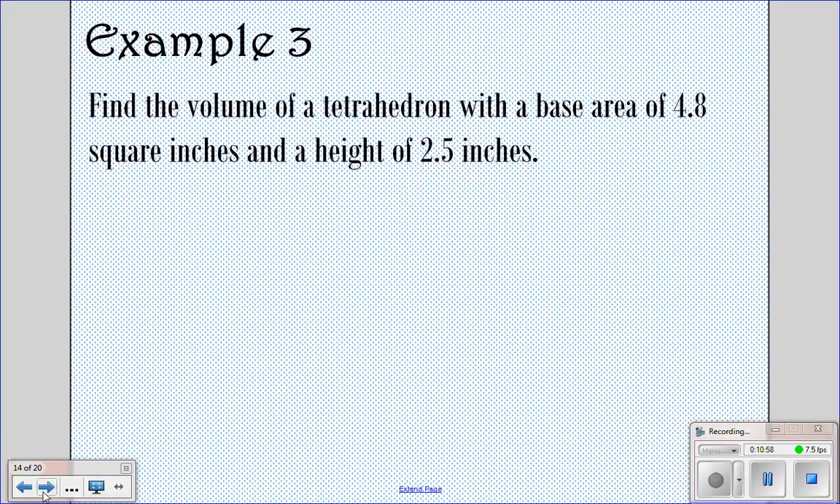So we want to find the volume of a tetrahedron with a base area of 4.8 square inches and a height of 2.5 inches. So you may not know what a tetrahedron is, but it is a pyramid with a triangular base where all of the faces are actually the same. We'll learn about it towards the end of the year.